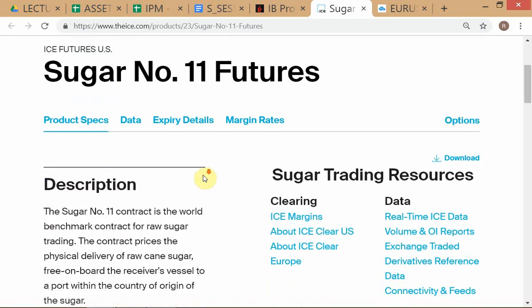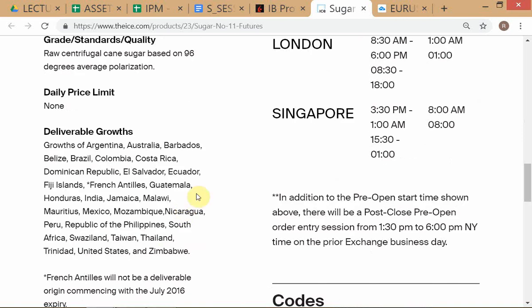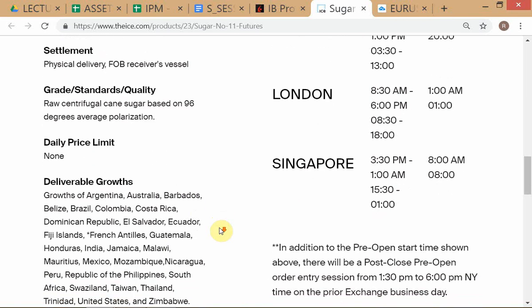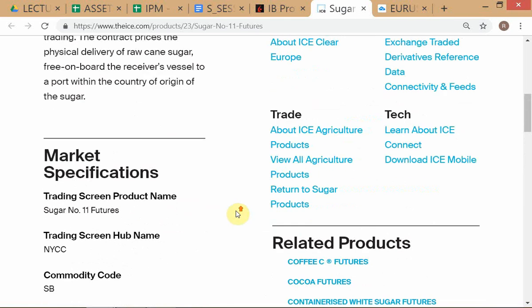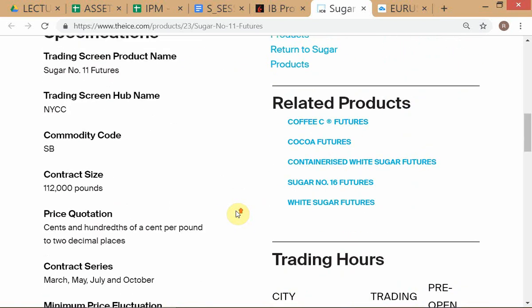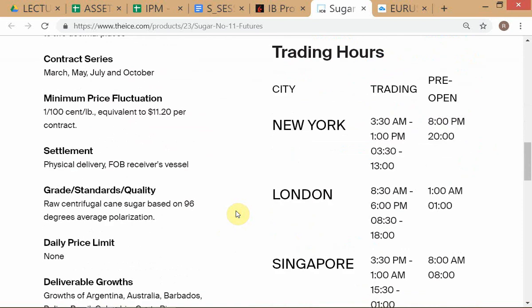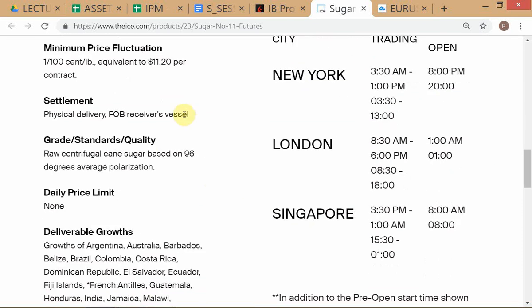There's also an American sugar contract. And you can see how many growths are deliverable against this sugar contract. You can take sugar from any of these countries. And here I'm just taking off from this point. Where did we see the FOB mentioned? Here, settlement, physical delivery, FOB, receiver's vessel. Whoever is the buyer, FOB stands for free on board, which means you have to load it also. So the loading charges also you have to pay.